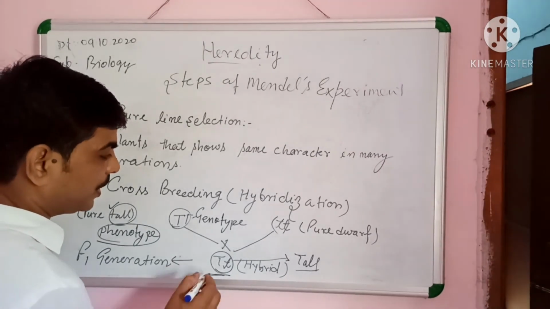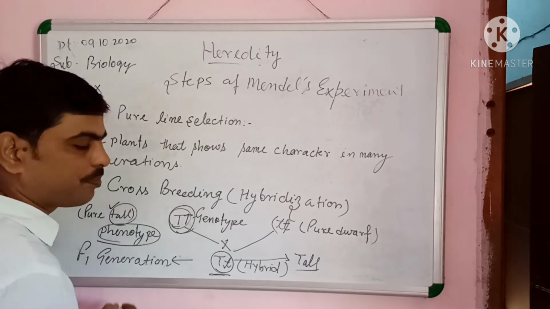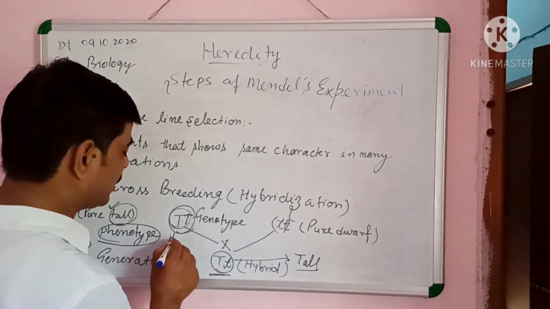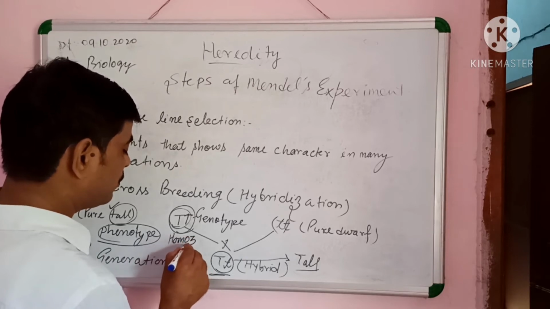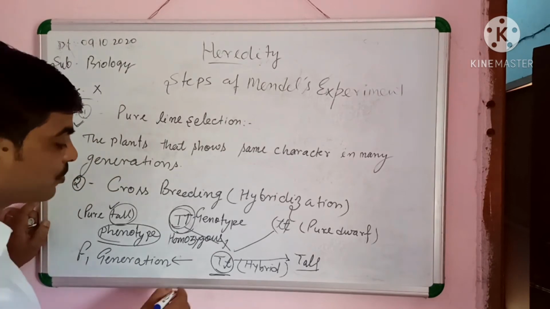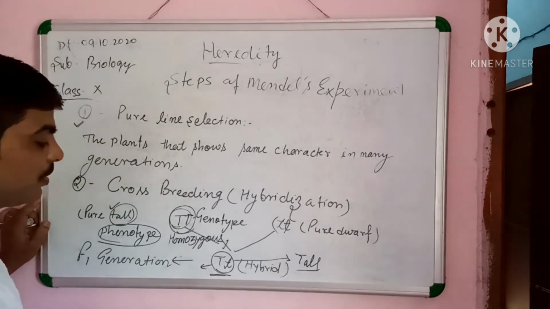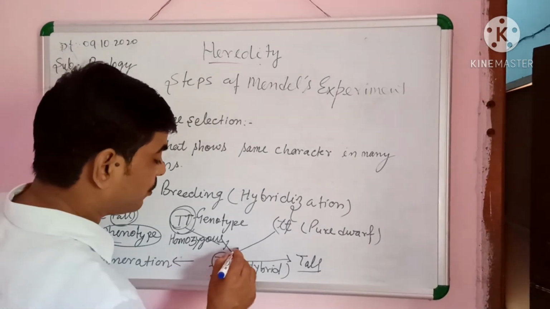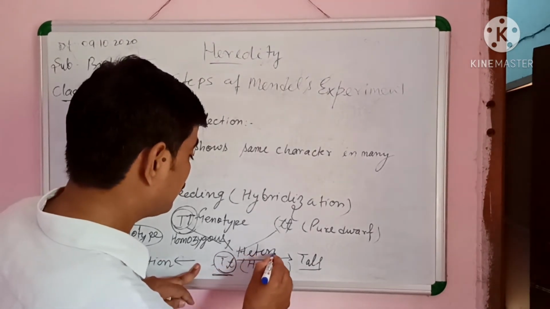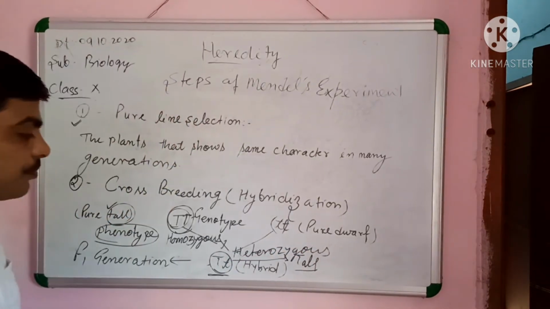Now see here, the chromosome that has the same copy of character is called homozygous. And the chromosome that has the different copy of the character is called heterozygous.